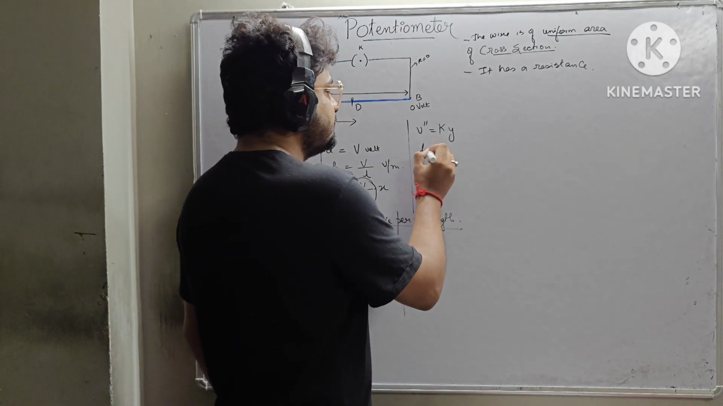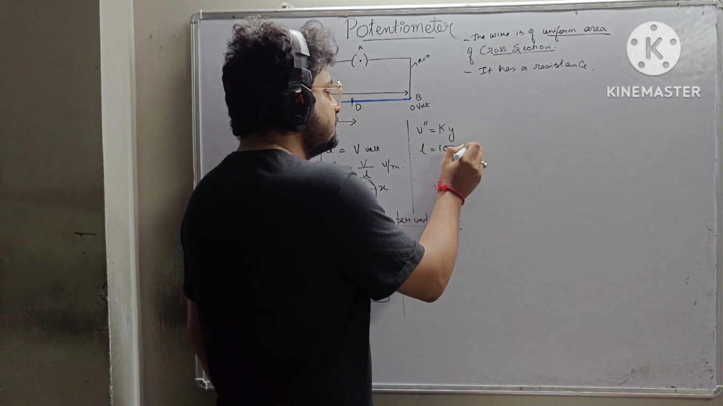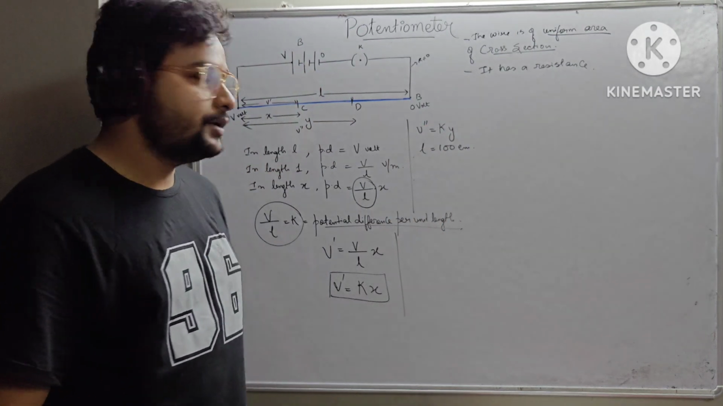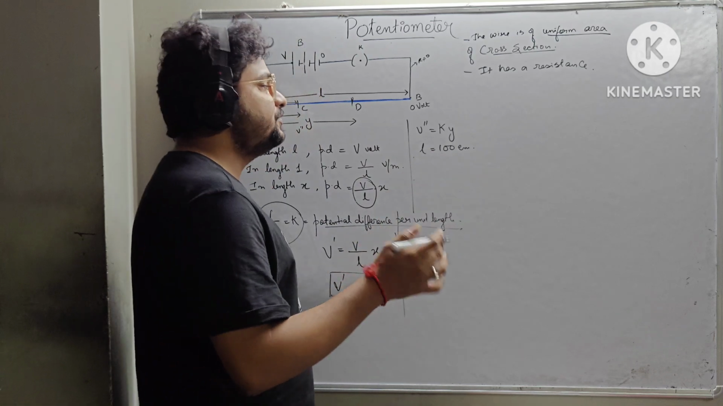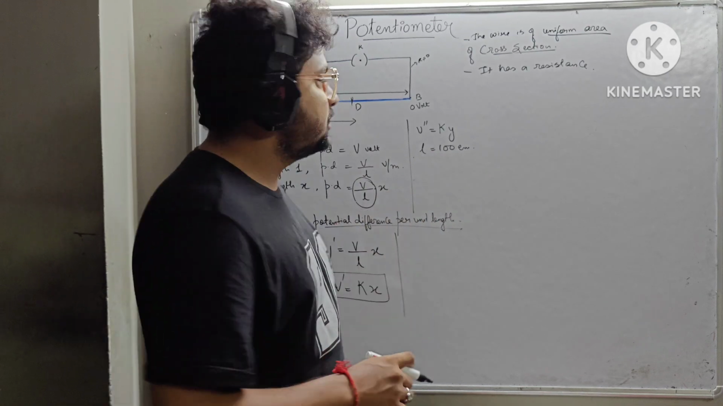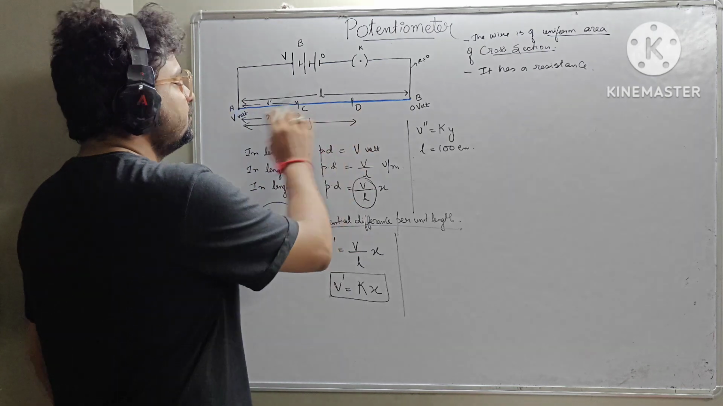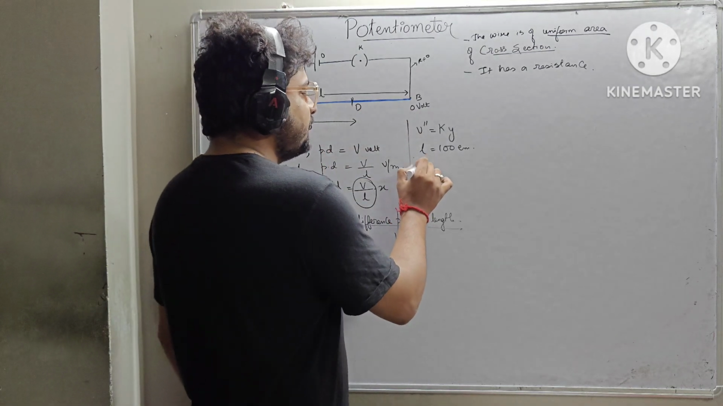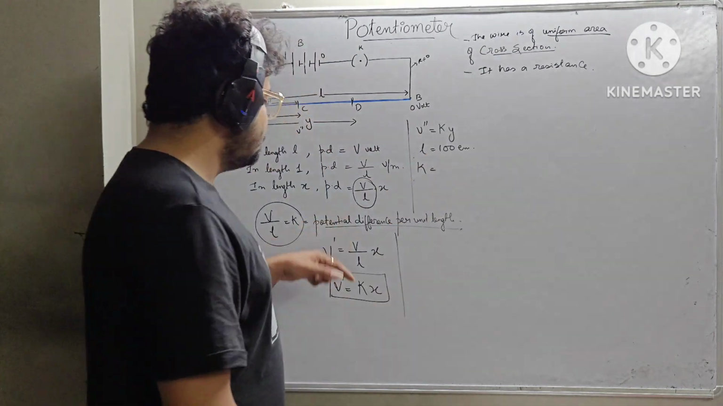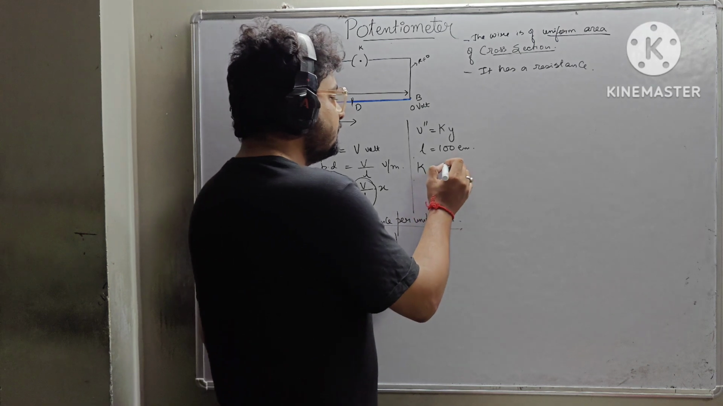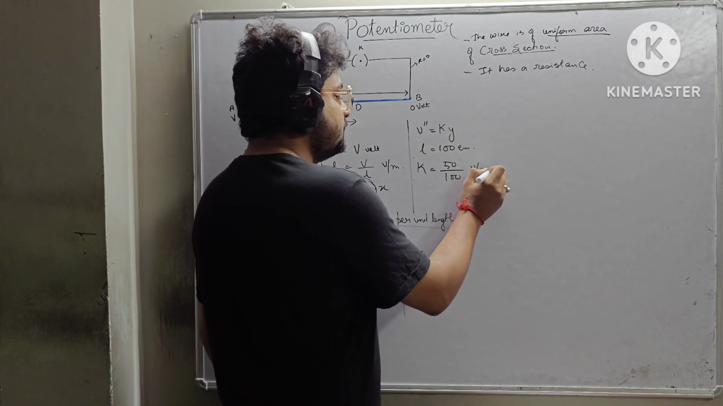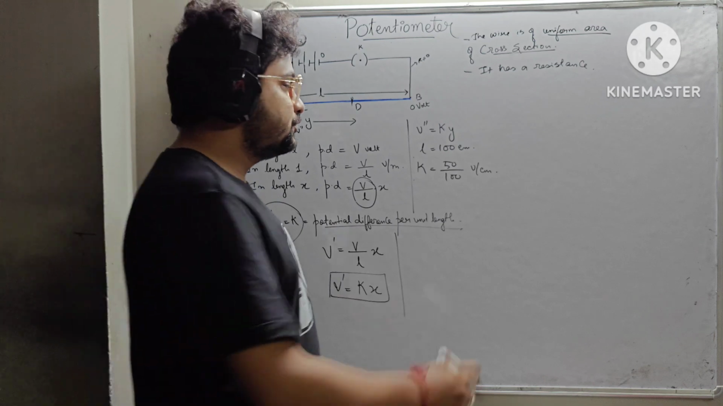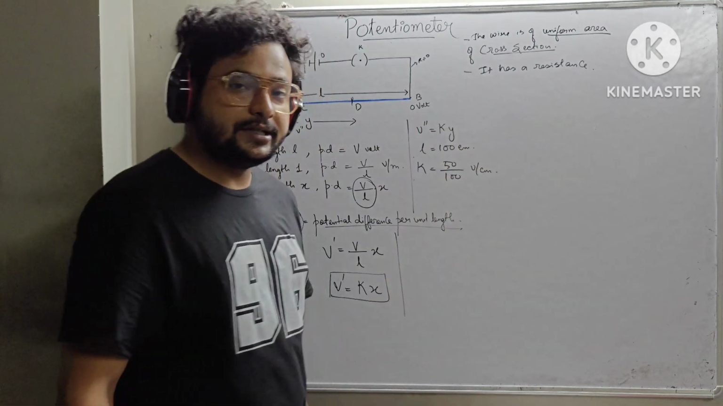Suppose L is 100 centimeter. So in 100 centimeter length, the potential is dropping, suppose 50 volt. Here I have given the value. Suppose V is 50 volt. So first you find out the value of K. The value of K is V by L. That means 50 divided by 100 volt per centimeter.